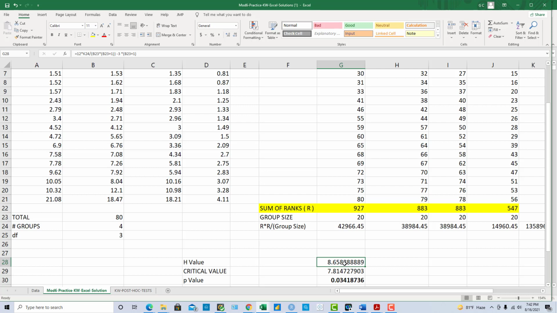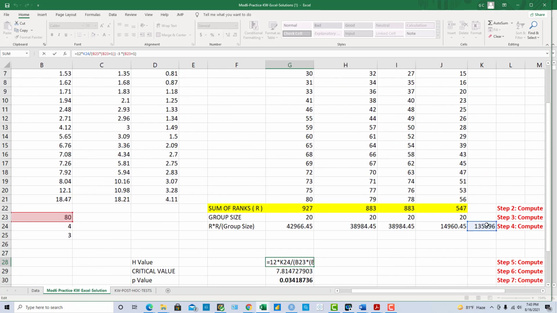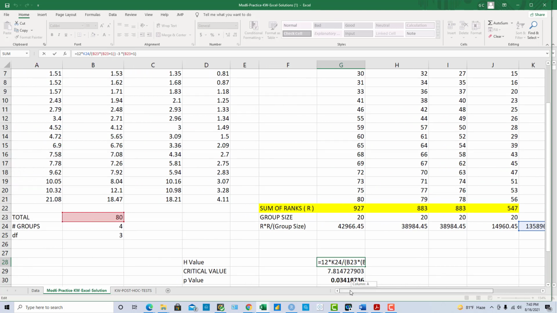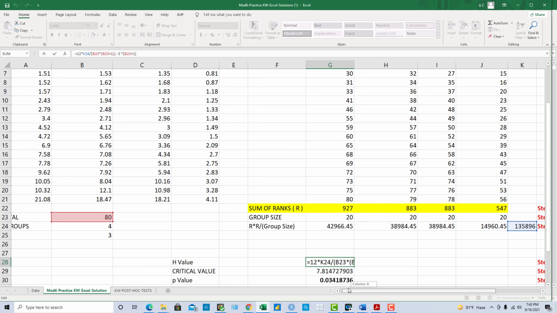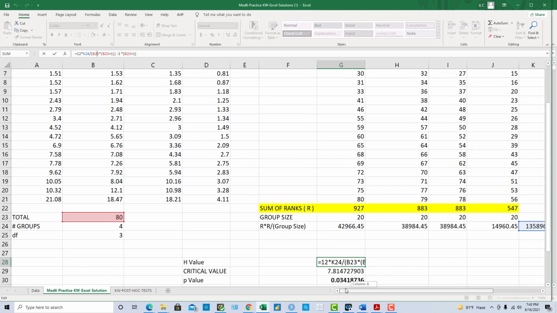So the H value uses this. We have 12 times K24, which is the sum of all these R square by group size. We have this divided by B23 times B23 plus 1, where B23 is nothing but the total number of observations, which in this case is 80, minus 3 times B23 plus 1. So this formula is fixed when you do the Kruskal Wallis test.